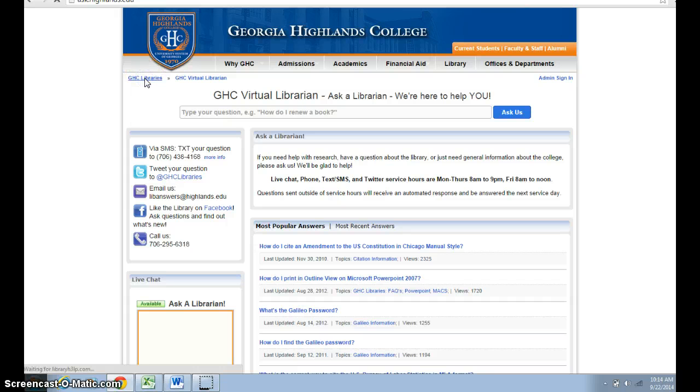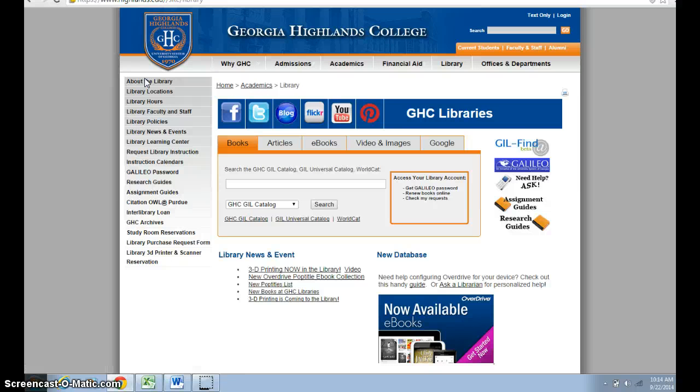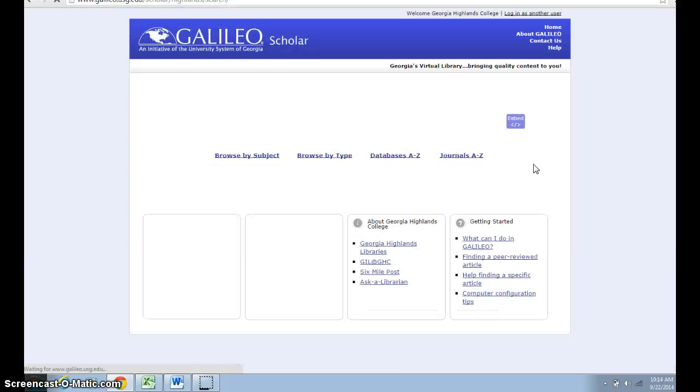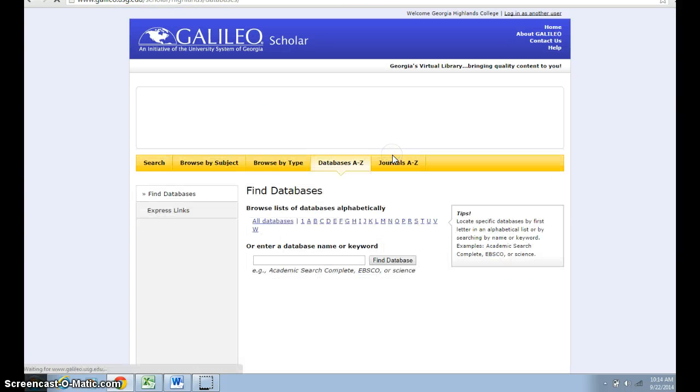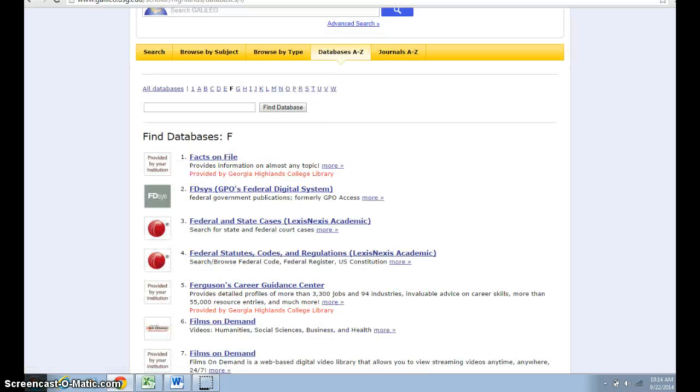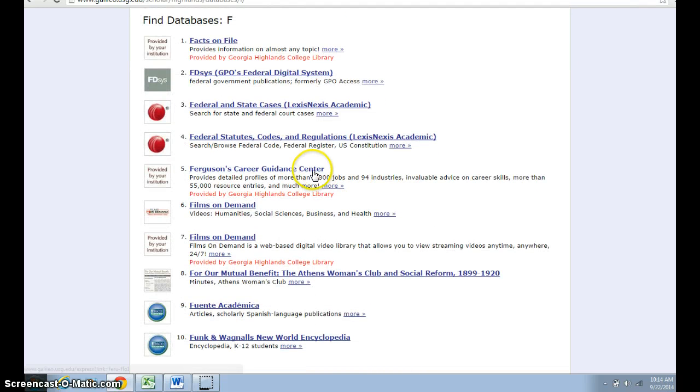So you can either do the one that the directions I'm sending you, or you can create your own by going to Ferguson's through Galileo. So Galileo, database, F, and then find the Ferguson's Career Guidance Center.